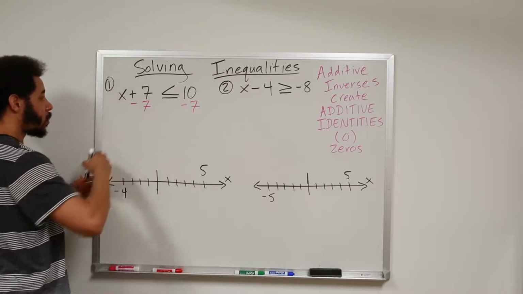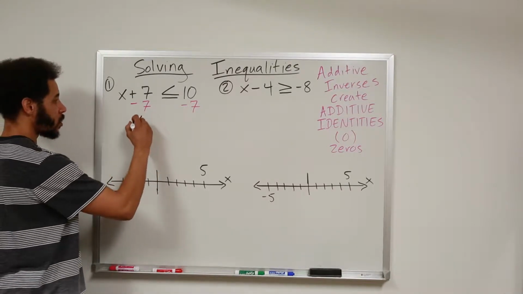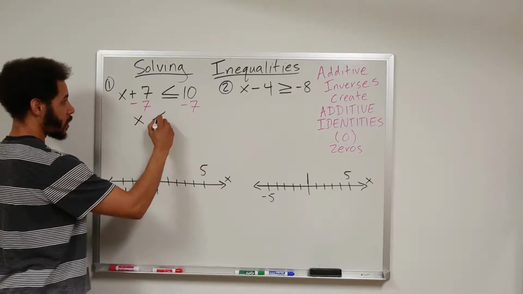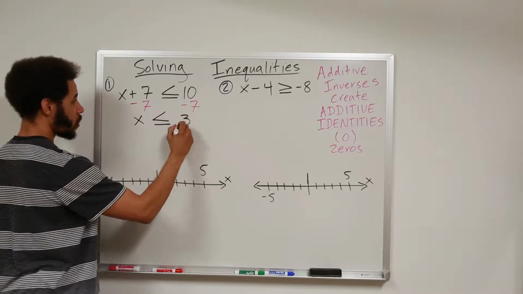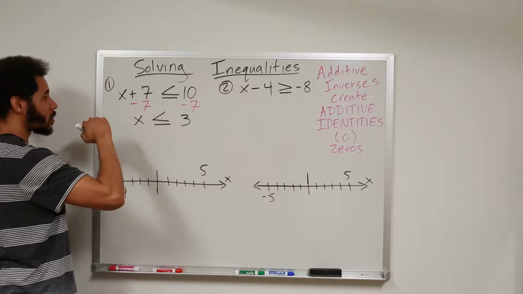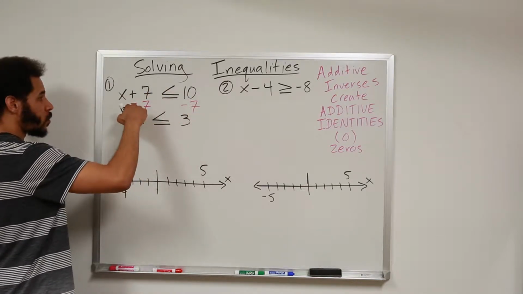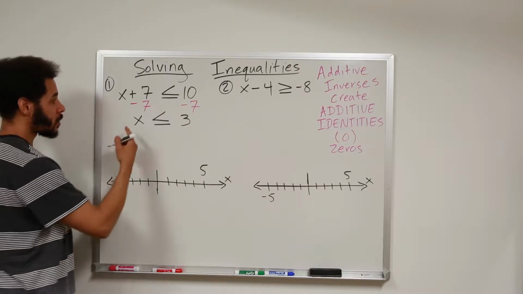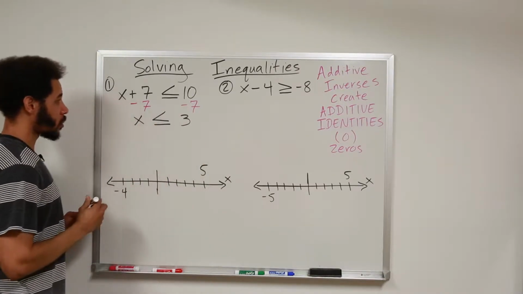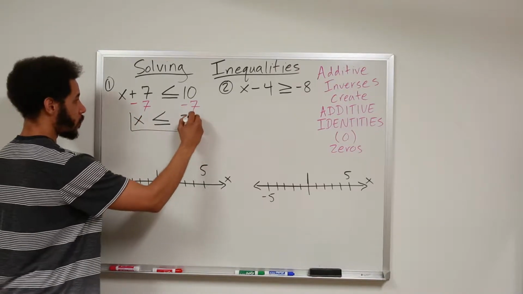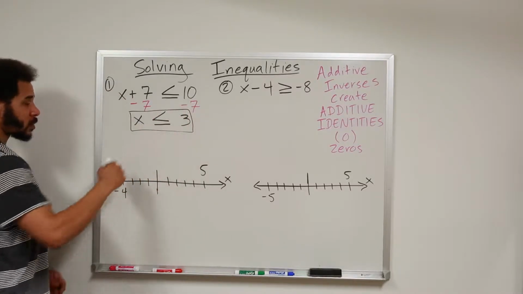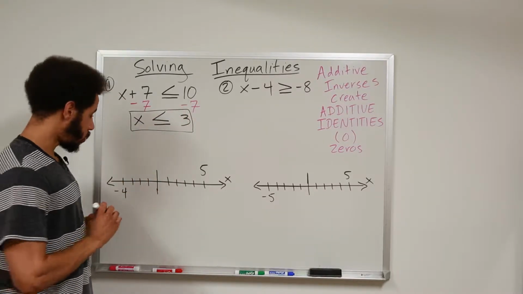We now have x plus or minus 0, which we can just call x. We're going to say that is less than or equal to 3. If we read this originally, x plus 7 is less than or equal to 10. We take 7 away from both sides. Now x is less than or equal to 3. This is our solution. It's not just one solution, it's a whole set of solutions.